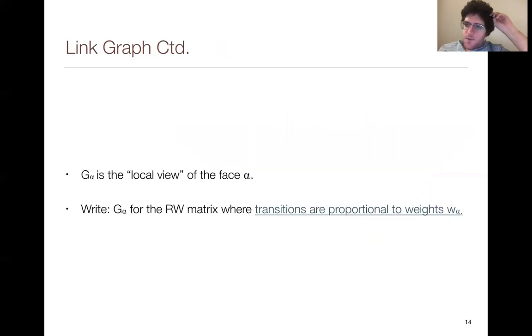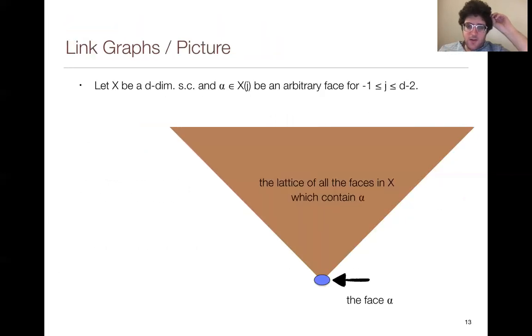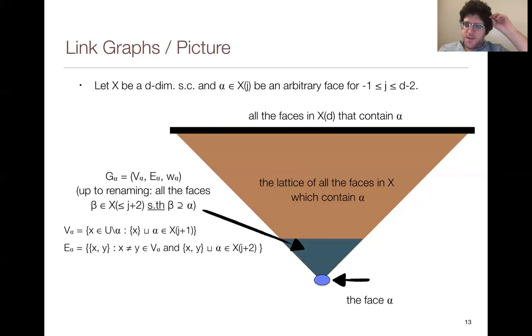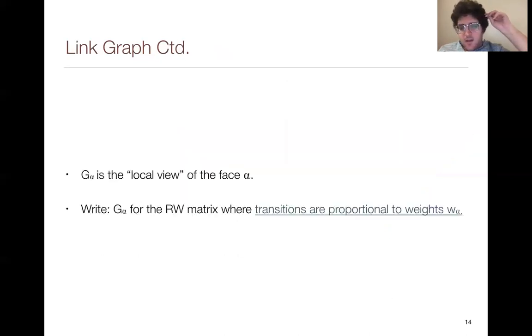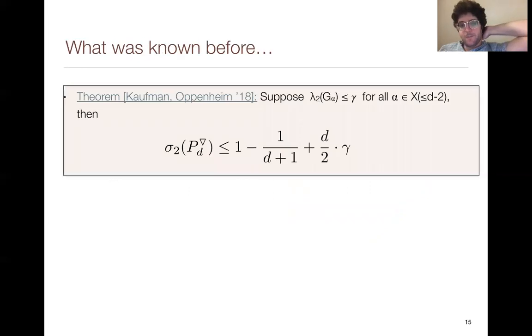Okay. So this G alpha is essentially the local view of the face alpha. And I'm going to be abusing the notation a little and write G alpha for the random walk matrix where the transitions are proportional to the weights W alpha.